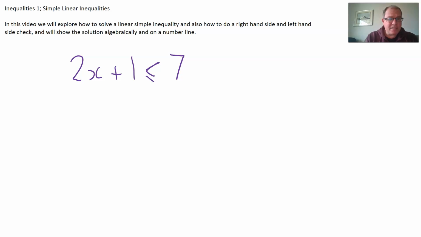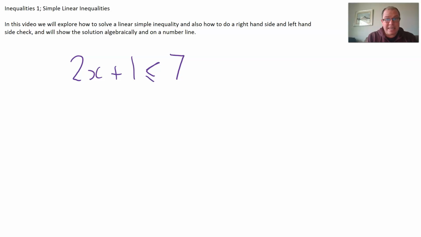Hello, I'm Graham Lewis, and in this video we're going to look at some simple linear inequalities, how to sketch them on a number line, and also how to do a left-hand side and right-hand side check. So already hopefully you know how to solve this equation if it's an equality, and basically the idea is very, very similar, but there are some tricks which you want to look at the Inequalities 2 video for after we've gone through this Inequalities 1 video.